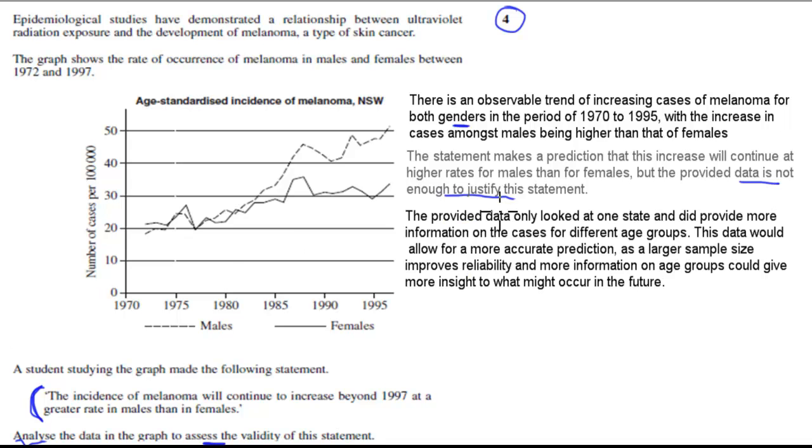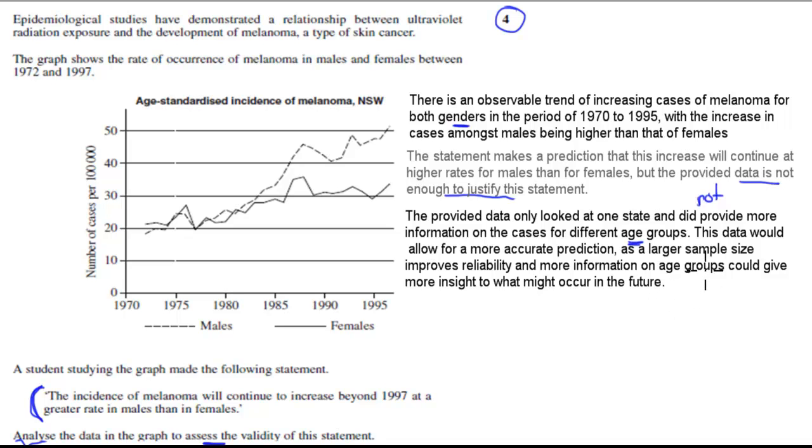So the provided data only looked at one state and did not provide more information on the cases for different age groups. More data would allow for more accurate predictions, as a larger sample size improves reliability, and more information on age groups could give more insight into what might occur in the future.